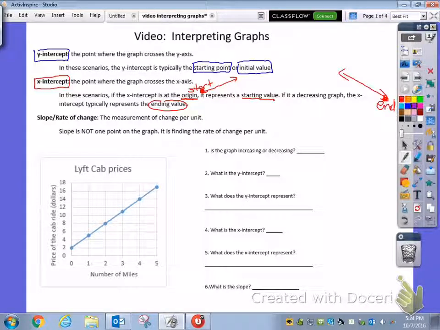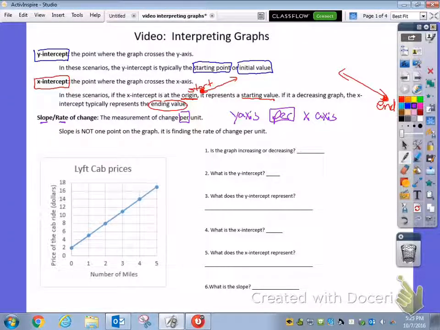And then the slope, which is also called your rate of change, that is the measurement of change per unit. The key word here is per. And you will always have what is on the y-axis per the x-axis. It is always the change in y over the change in x for slope or rate. So you take the words in the y-axis and then per the x-axis.